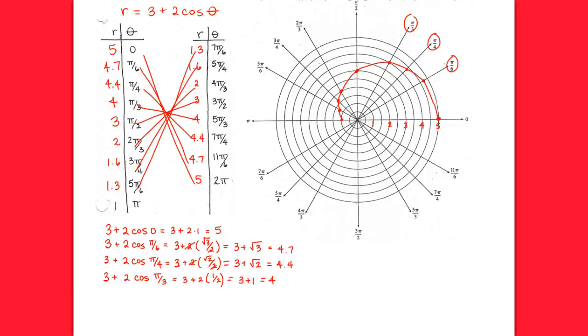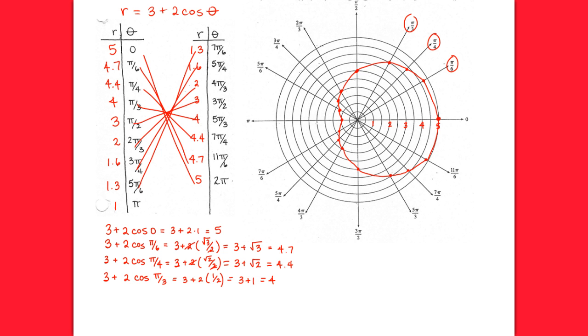So there's half of my figure. All right, then 7 pi over 6 going back out to 1.3. Next line, 1.6. Next line, 2. Next line, 3. Next line, 4. Next line, 4.4. Next line, 4.7. Next line, 5. And so when I finish, it looks like a little heart.